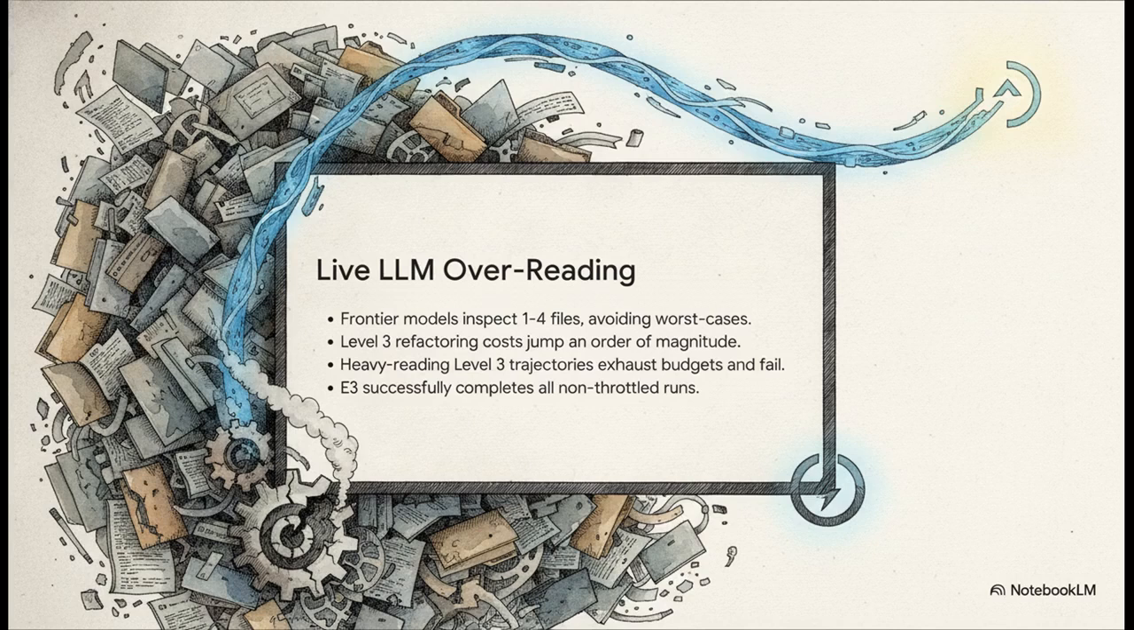Crucially, heavy reading trajectories on these Level 3 tasks reliably exhaust step budgets, hit provider rate limits, and just outright fail. Overcautious agents are literally dying on complex refactors because they run out of budget. E3's minimal trajectory, though, it consistently survives and completes all non-throttled runs.